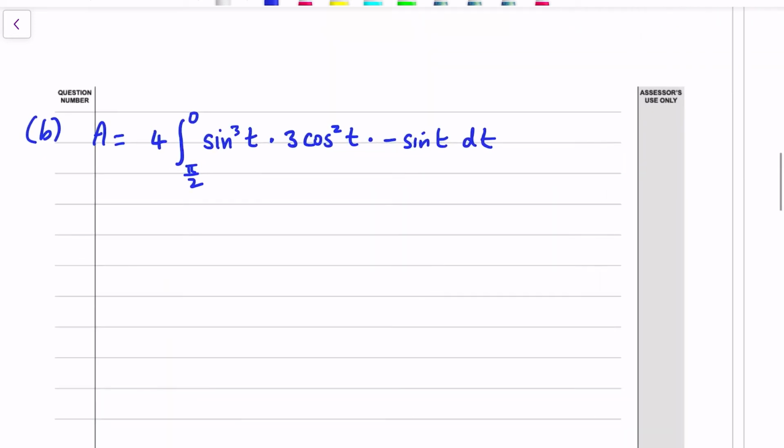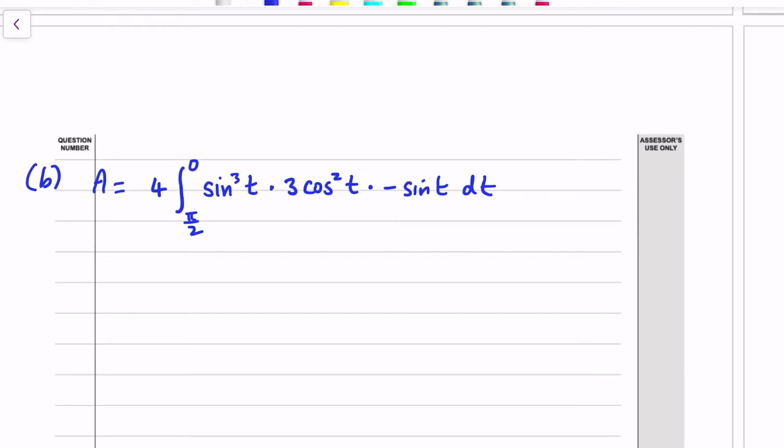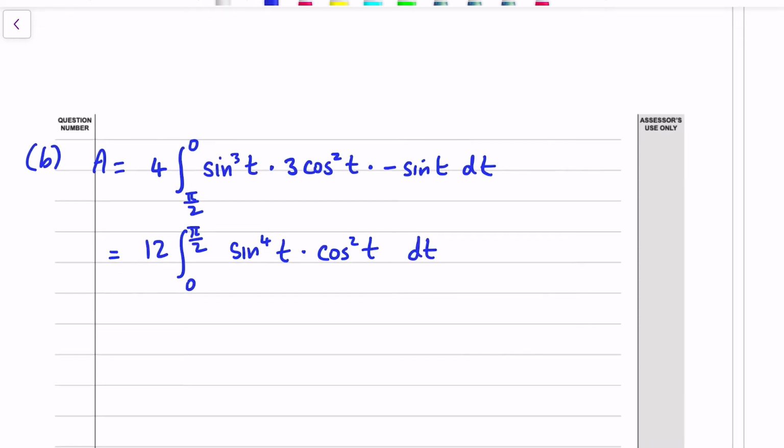Okay, but the integration itself is a mess. I can flip the limits back around if you're not happy with the fact that the top limit's lower than the bottom. We have a minus in the integrand, so if we want to get rid of that minus, we just flip the limits around, integrate it backwards. We've also got a 3 there, which I can pull out the front as a 12. So if I go 12, flip the limits back around, get rid of the minus, I've got sine to the 4 times cos squared. And I need to integrate this using some sort of identity or substitution.